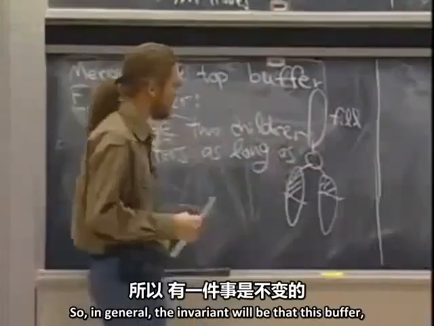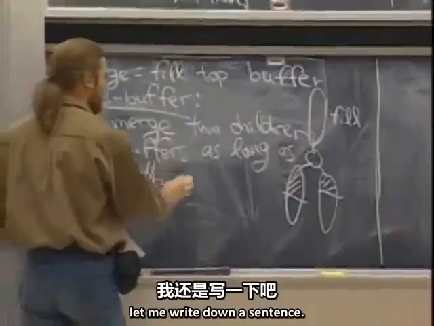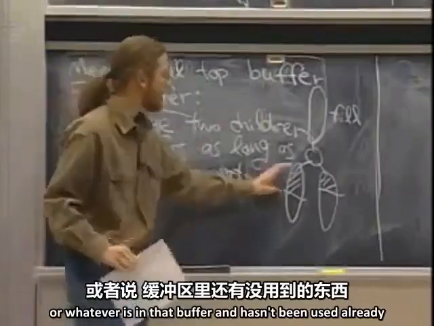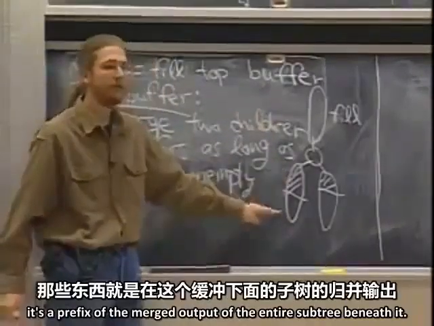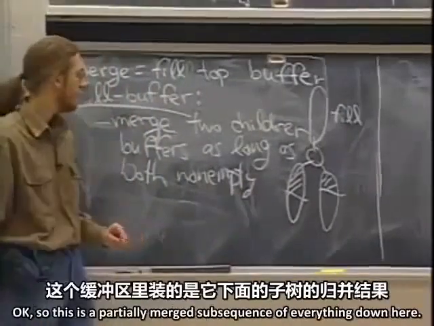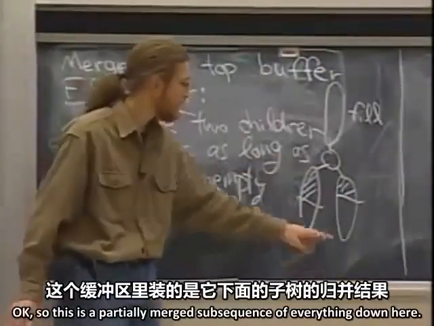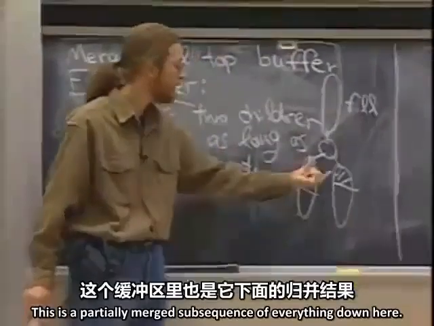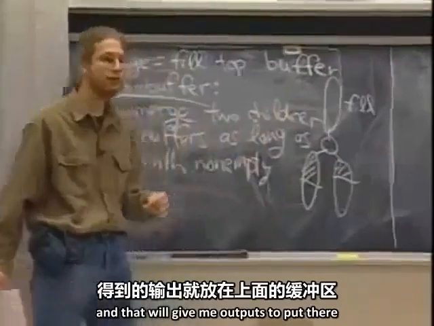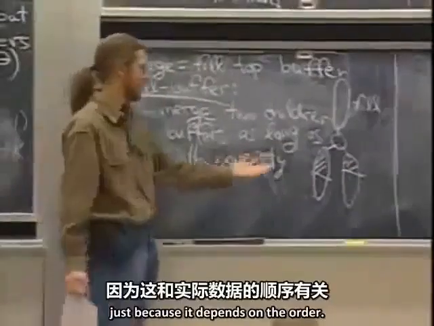So in general, the invariant will be that this buffer, let me write down the sentence. As long as a buffer is non-empty, whatever is in that buffer and hasn't been used already is a prefix of the merged output of the entire subtree beneath it. So this is a partially merged subsequence of everything down here. This is a partially merged subsequence of everything down here. I can just merge element by element off the top. And that will give me outputs to put there until one of them gets emptied. And we have no idea which one will empty first because it depends on the order.